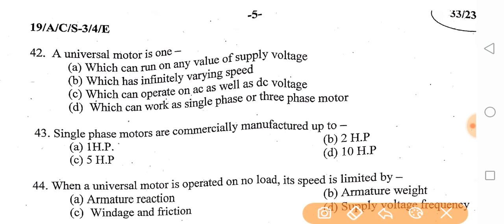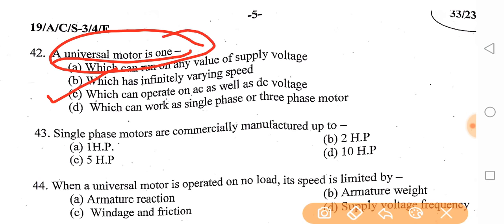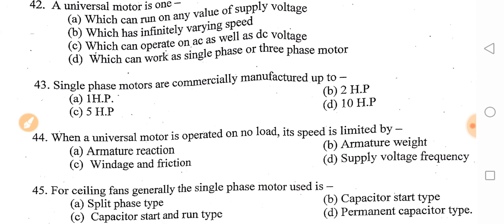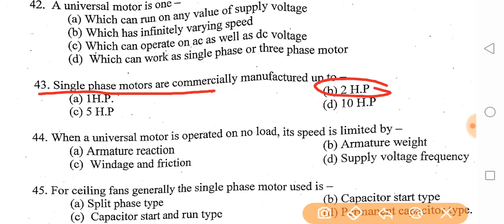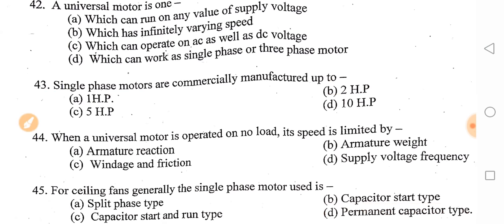Next question: a universal motor is one. The options are: A, which can run on any value of supply voltage; B, which has infinitely varying speed; C, which can operate on AC as well as DC voltage. So the correct answer is C. A universal motor can operate on both AC and DC voltage. Next question: single phase motors are commercially manufactured up to how many HP? The correct answer is B, 2 HP.